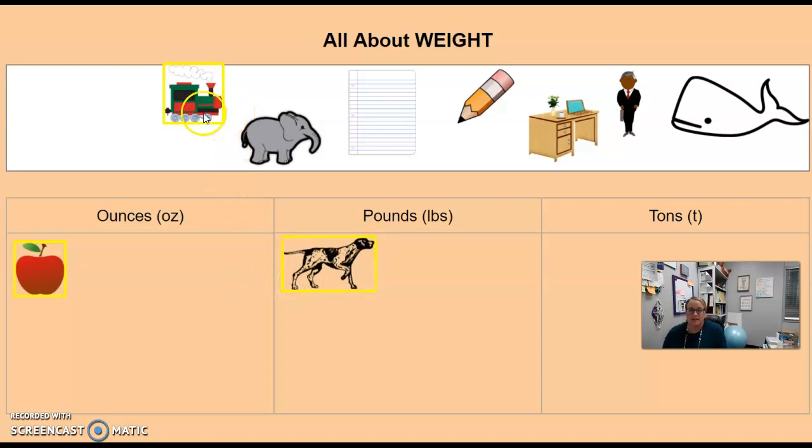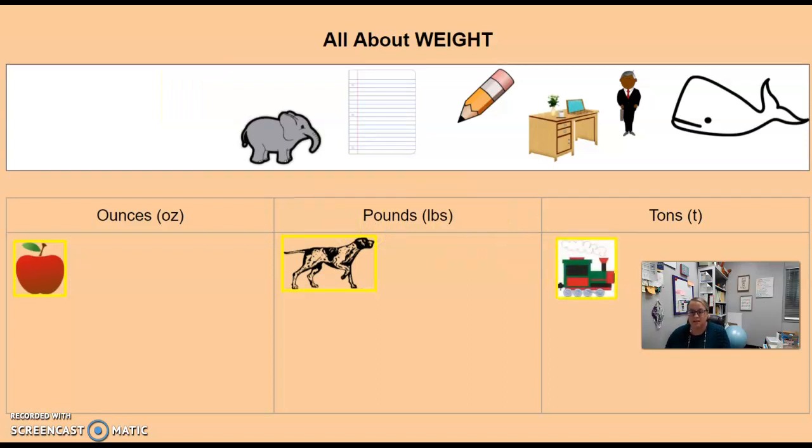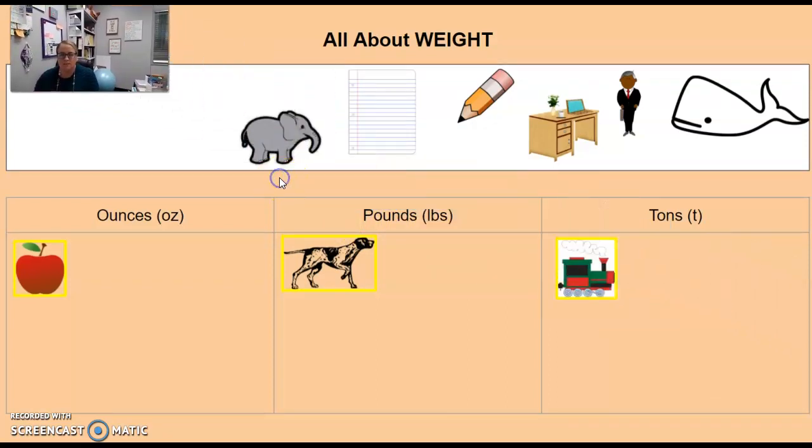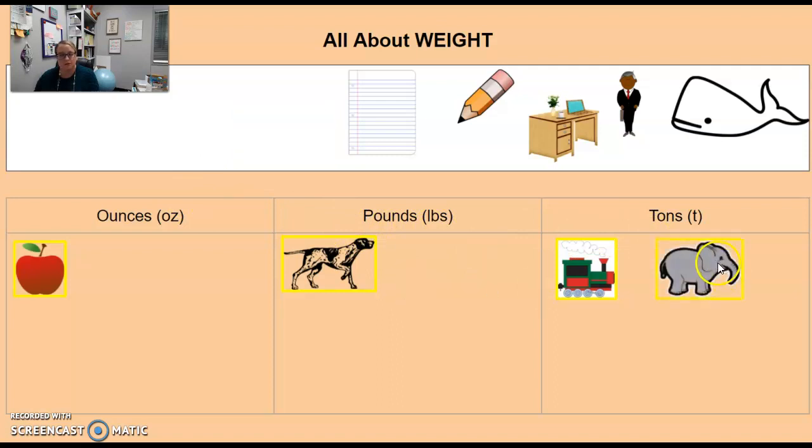The next one says a train. So if I wanted to measure how much a train weighs, would I use ounces, pounds, or tons? Again, you could use ounces, but it would take a whole bunch. Or I could use pounds and it still would take a whole bunch. So instead, I'm going to be efficient and I'm going to say it would weigh tons. The next one I have is my elephant. So for the elephant, am I going to use ounces, pounds, or tons? That's right, I'm going to use tons.